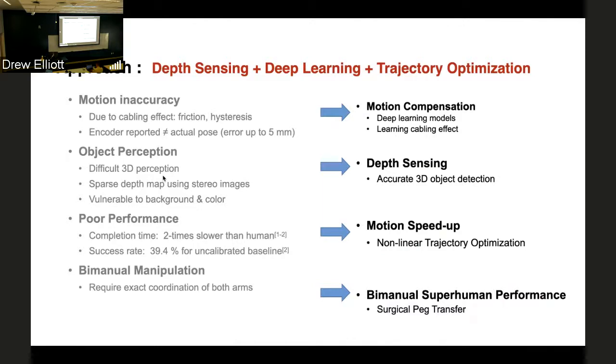So what we've been looking into in the last couple of years is a couple of aspects. To address the motion inaccuracy, we have been investigating motion compensation, and I'll talk about what we mean by that. For perception, we've introduced depth sensing. We realize that that's not currently feasible in real surgical settings, but we wanted to explore what its potential is, and we'll talk more about that. We do want to relax that assumption later. In terms of speed, we've been looking at some ways of doing trajectory optimization, and then we want to put this all together.